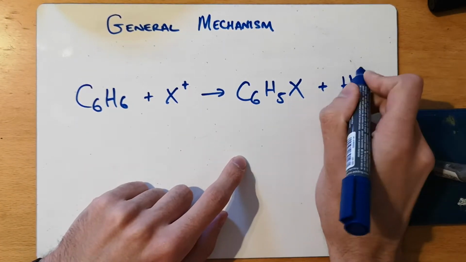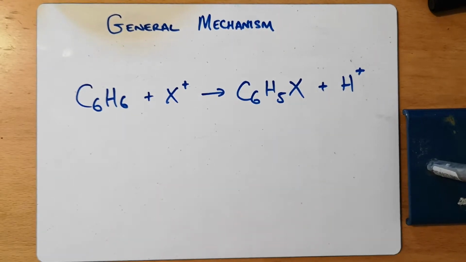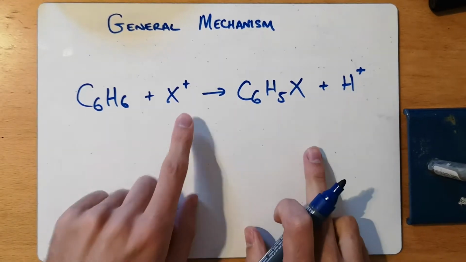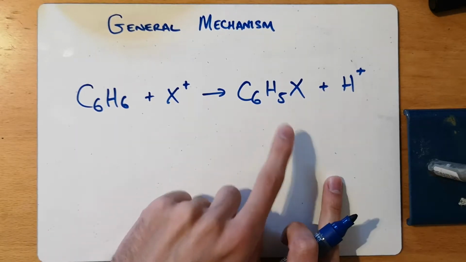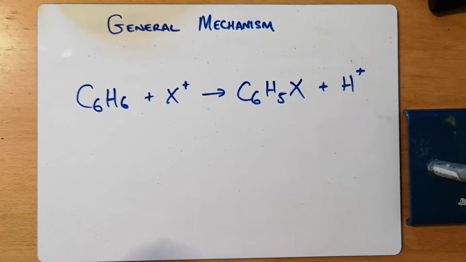That's what's being swapped off. It's going to become H plus. You can see that's now balanced. Our positive charges are carried, kind of just moved from the X plus to the hydrogen that we've swapped it with.